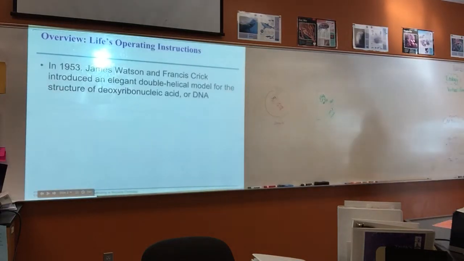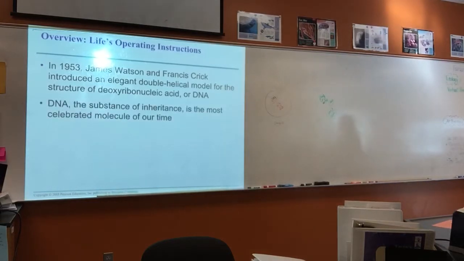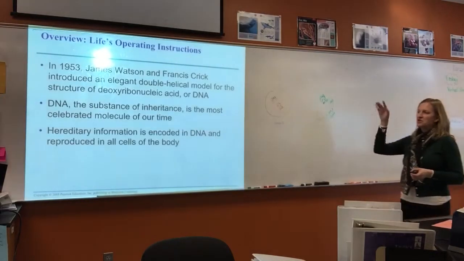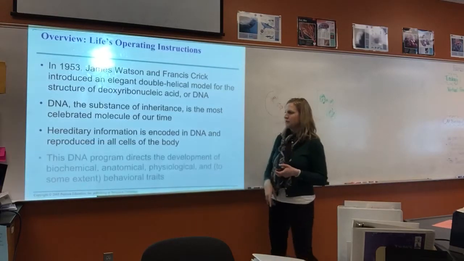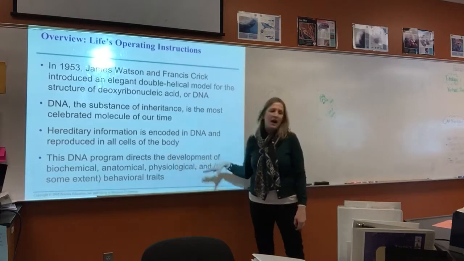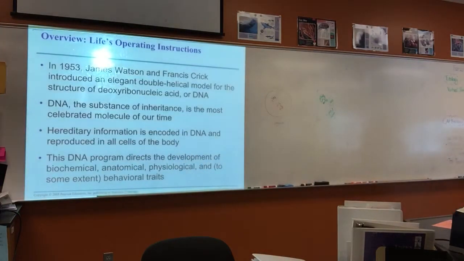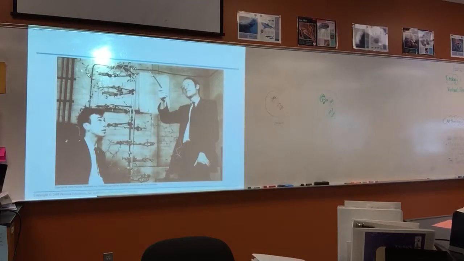So we'll look at some major people, Watson and Crick, I'm sure you've heard of before. They came up with the structure of DNA. They introduced the double helical model of DNA, or deoxyribonucleic acid. We are going to talk about how they figured out that DNA is the substance of inheritance. It's what's passed on from parent to offspring, and the hereditary information is actually encoded in the DNA and is actually reproduced. And this DNA codes for and directs all of development and all of your traits, including physical traits, anatomical traits, biochemical traits, makes enzymes and so on, even behavioral traits. And this is Watson and Crick, and this is the actual picture of them with the double helical model that they came up with. All right.